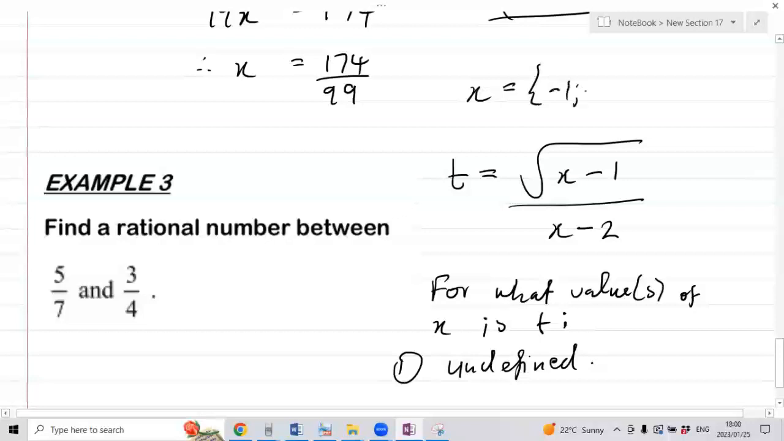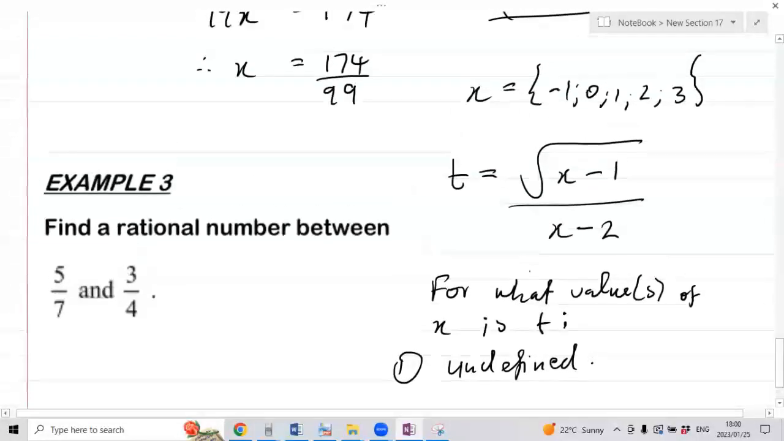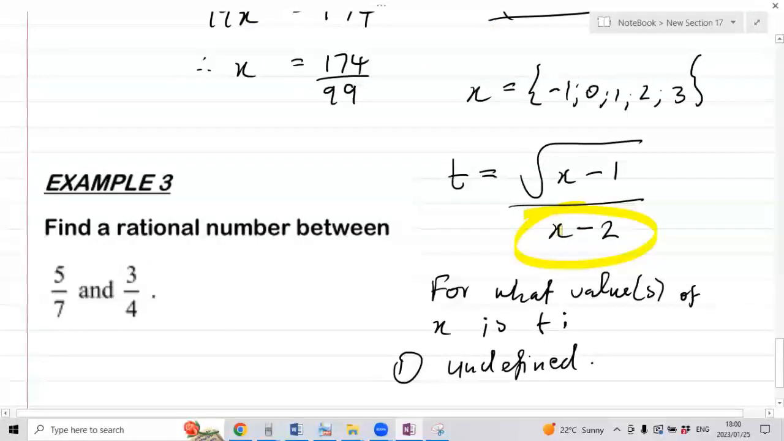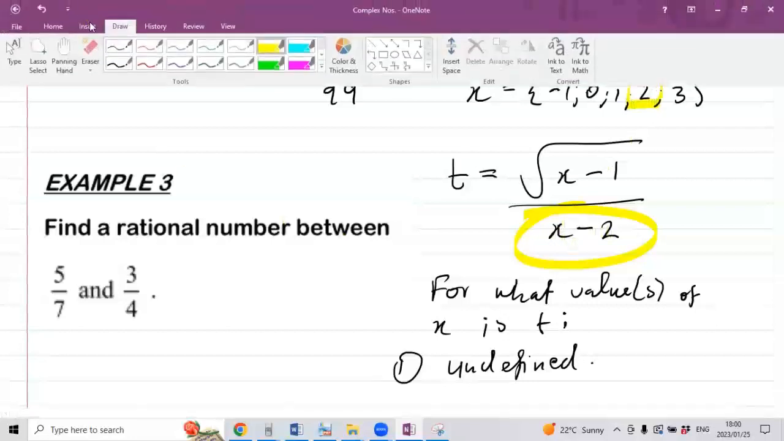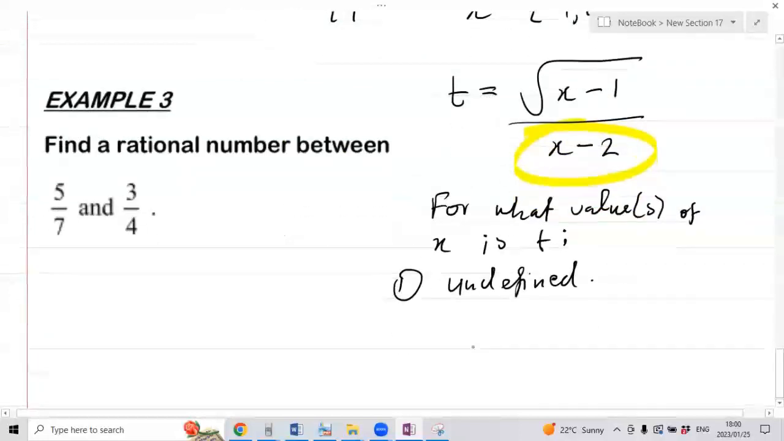Minus 1, 0, 1, 2, 3, and so on. I'll only give you these numbers, so you must choose from those. For which values of x will this expression t be undefined? The answer here is that it will only be undefined when your denominator is equal to 0. So you can take this down. When that is equal to 0. And the only time that will equal 0 is when x equals 2, because 2 minus 2 is equal to 0. The answer for that one will be x equals 2.